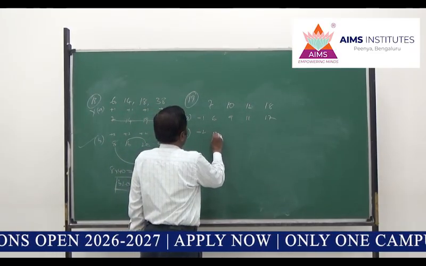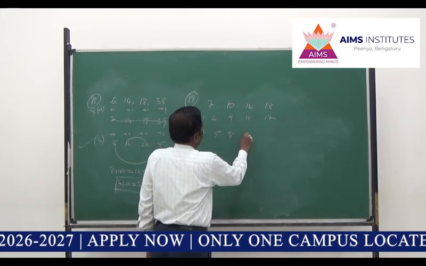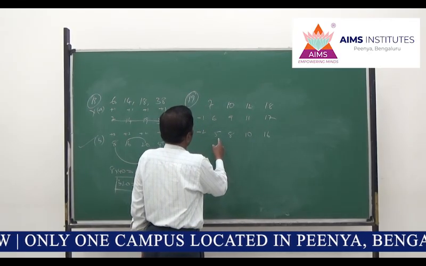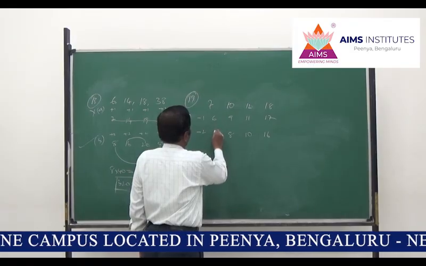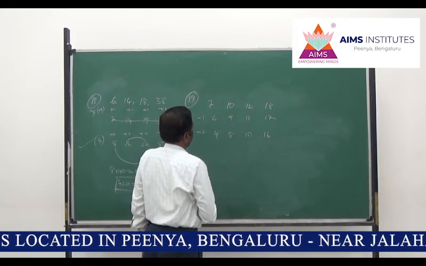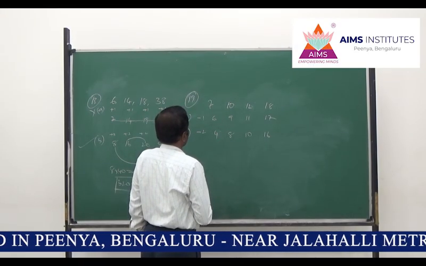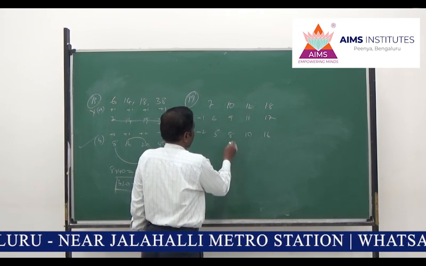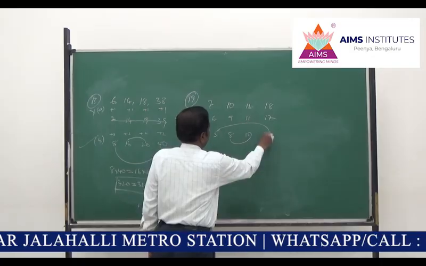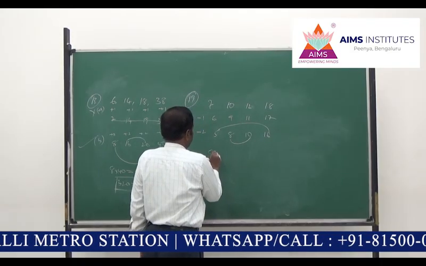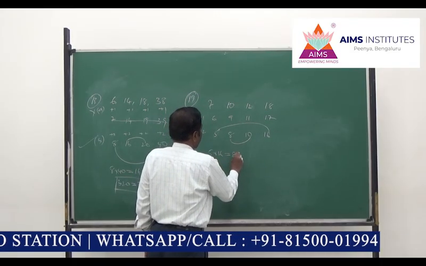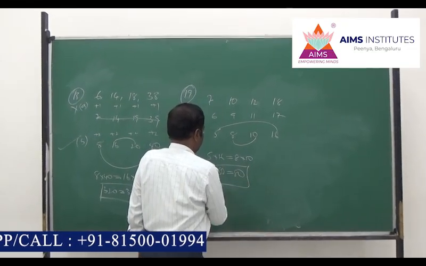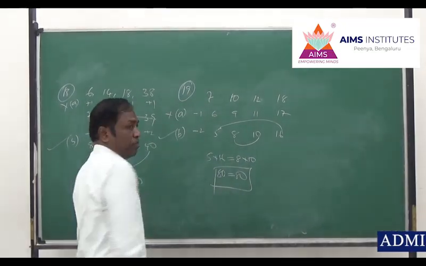Now we can take 5, 8, 10, 16. Sorry, this is a 5. Okay. Now we can try 5 into 16 is equal to 8 into 10. So 80 is equal to 80. I think option B is the appropriate one.